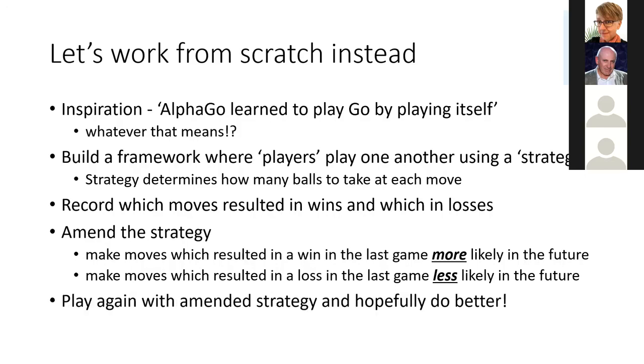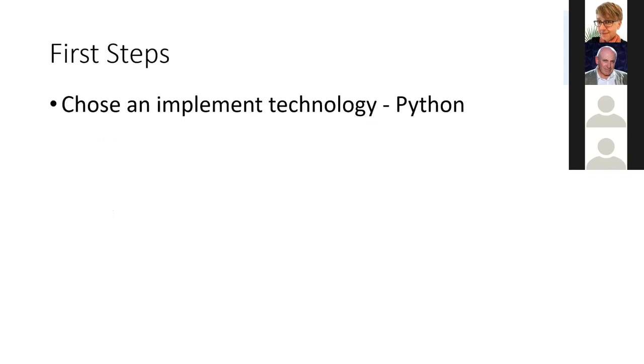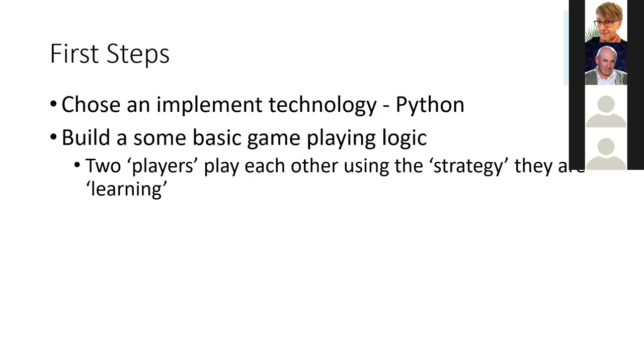And hopefully playing again and again, amending the strategy each time round, then the computer would learn a good strategy, one which would be successful. So first steps, choose an implementation technology, and I decided to use Python, partly because Python seems to be the language of choice for doing machine learning, and partly because I'm trying to learn how to program in Python anyway, so it's good practice.